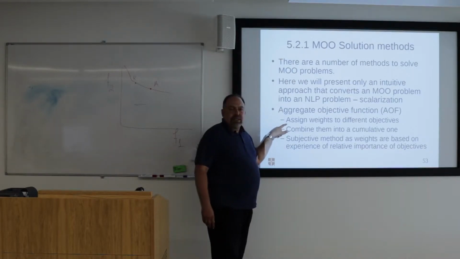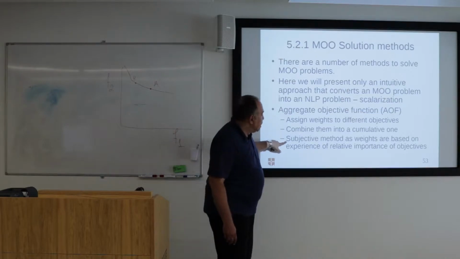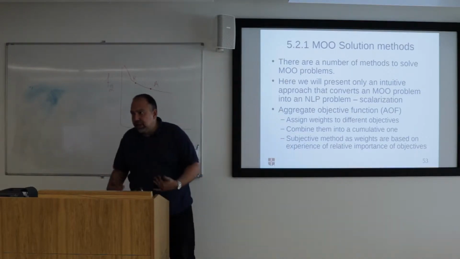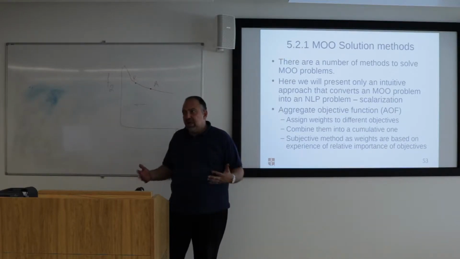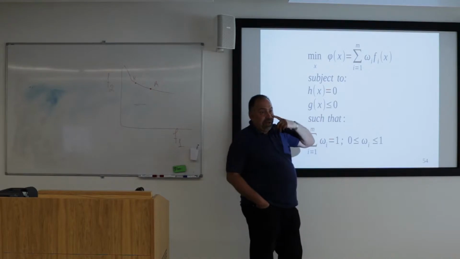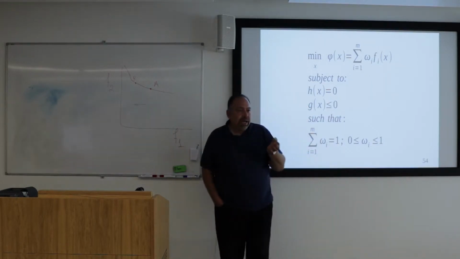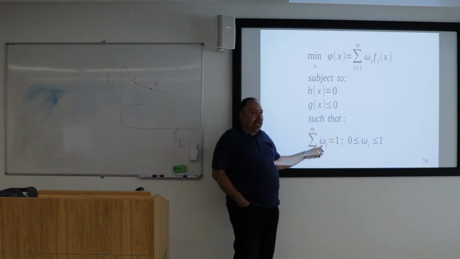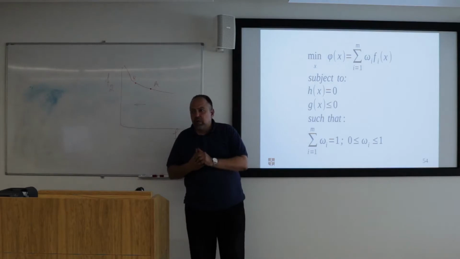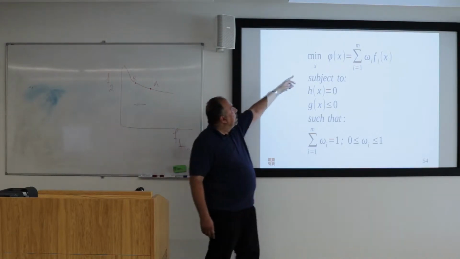So you assign different weights to different objectives, you combine them into a cumulative one, and it is a subjective method because the weights are based on experience of relative importance of objectives. But you still can use them to generate parts of the Pareto front and then make your decision based on that. So basically what you do, instead of saying minimize the whole vector of the objectives, I just sum up my objectives F_i weighted by a scalar omega_i for each objective, where the sum of the omegas is equal to 1 and omega_i are between 0 and 1. So it's a scalar weight measuring the contribution of each objective to the aggregate objective.